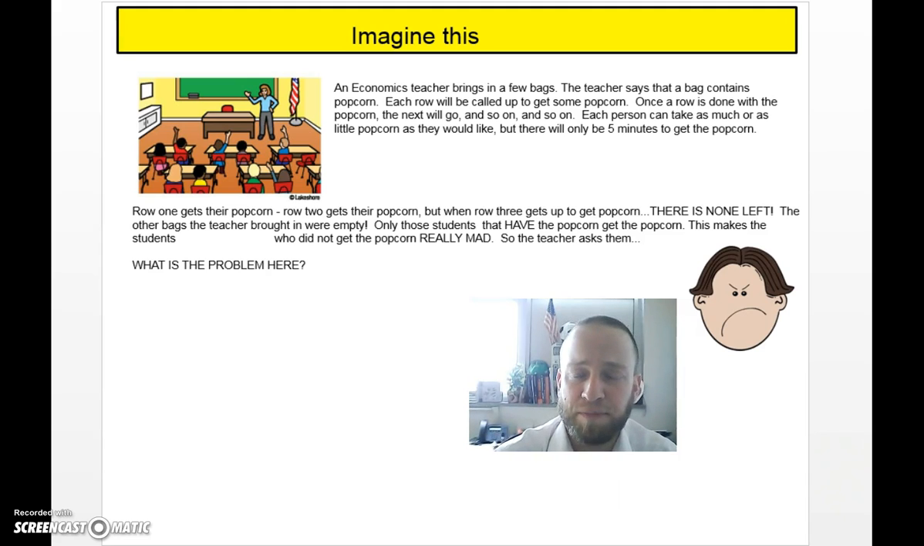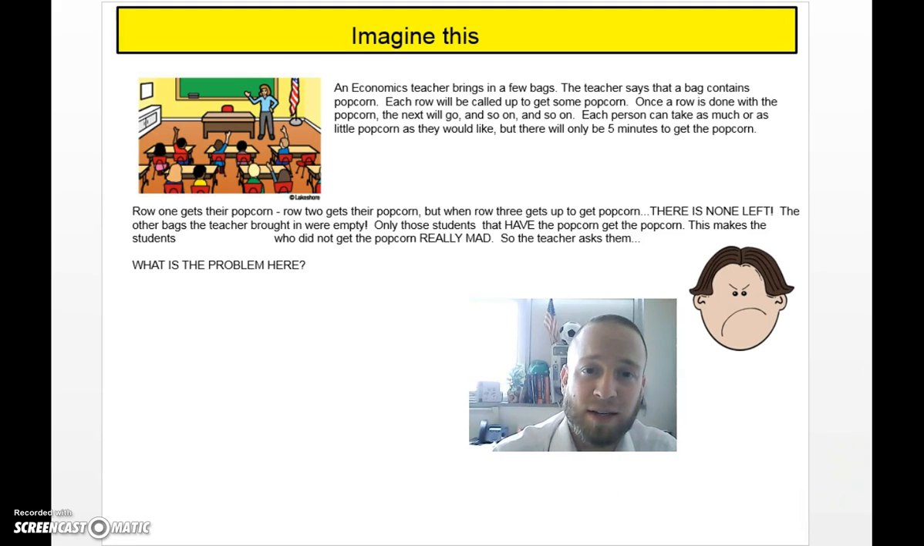So imagine this. Your economics teacher, me, brought in a few bags of popcorn. And I say that each bag contains the popcorn. So I'm going to call rows up to the front to get some popcorn. Once a row is done with the popcorn, the next will go on and go on until we're out of time. Each person can take as much or as little popcorn as they like. But there's only 5 minutes for the entire class to get their popcorn.